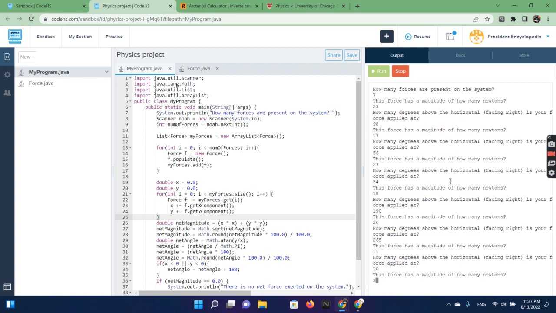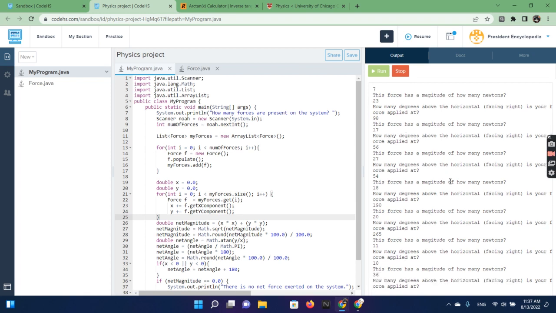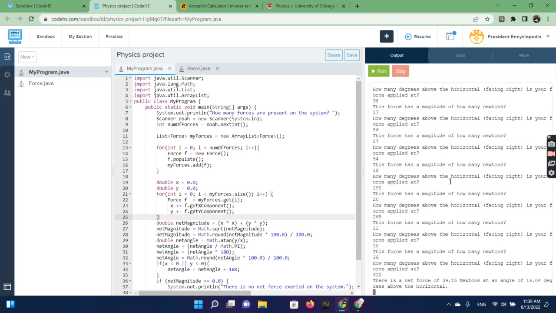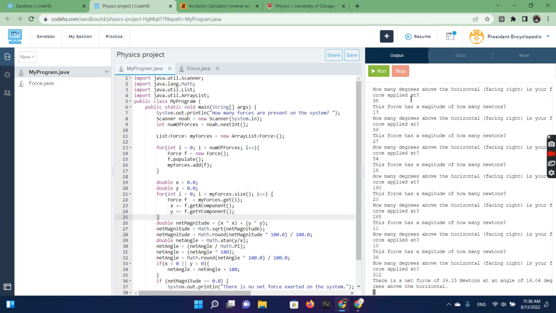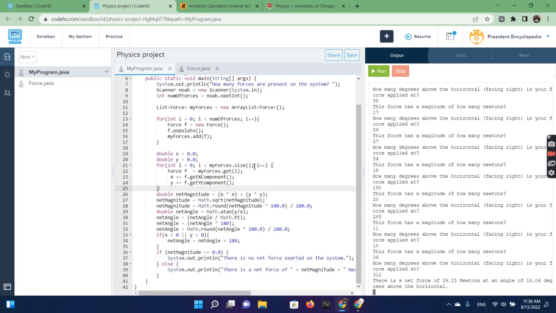Yeah, just like 36, I don't know. Just keep going. 312. And the net force is 39.15 newtons at an angle of 16 degrees above the horizontal. There you go. So it calculates all that. And yeah, that's just how the program works.